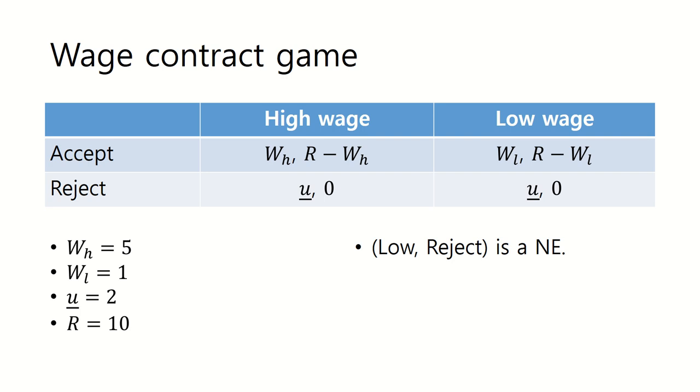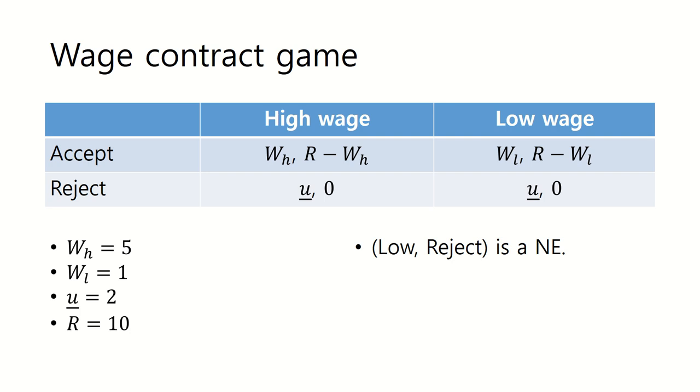So then what's the conclusion? What's the prediction of this model? In Nash equilibrium, nobody has an incentive to deviate. So it turns out that low wage and rejection is a Nash equilibrium, right? So let's say low wage is offered, and the worker is rejecting the offer, then the worker has no incentive to change the action, right?